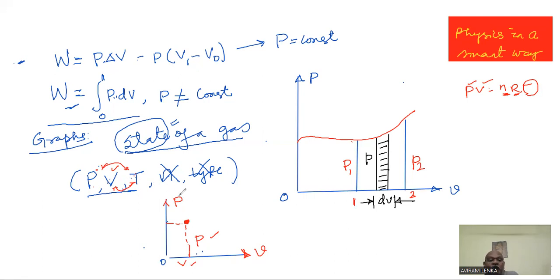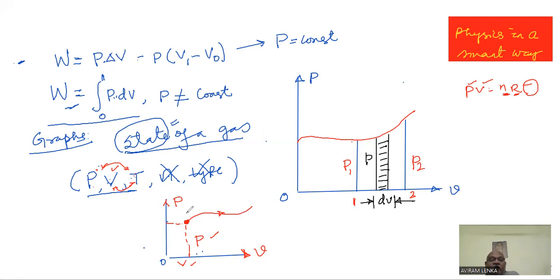So thereby we know the point won't be fixed in coordinate space. If the pressure and volume are changing, then the point will start to shift. When the point starts to shift, we say that a process is getting done. So basically, a thermodynamic process means the change of the state of a gas: pressure, volume, temperature are changing, any two, any three, any one, or all of the three.